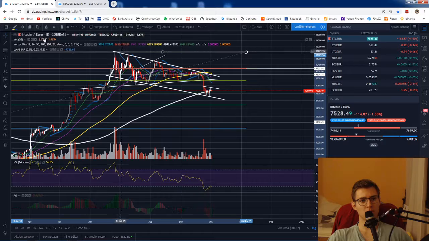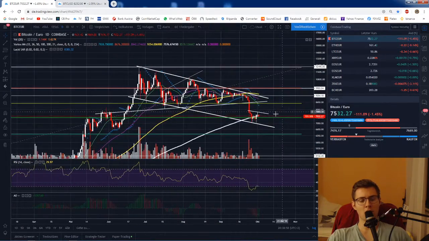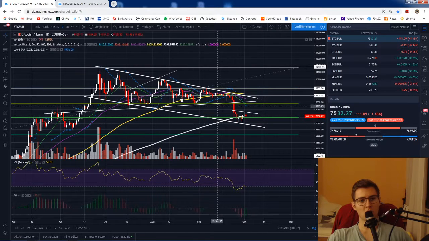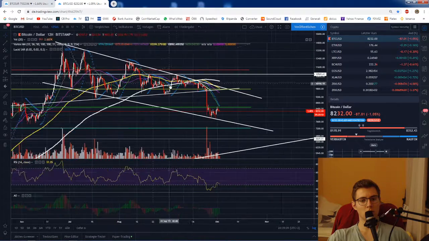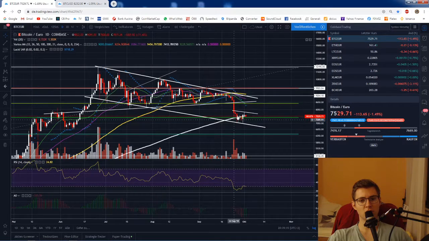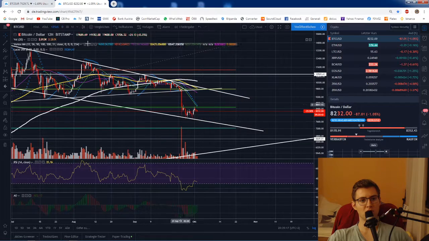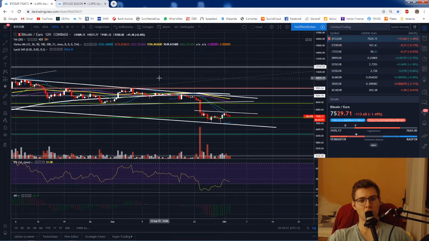As you can see, this is the Bitcoin Euro. I trade it on Coinbase. I trade this regularly, and we have a very similar channel. Our lower low was a bit more significant on the Bitcoin Euro compared to the US dollar. And I should go to the 12 hour too.